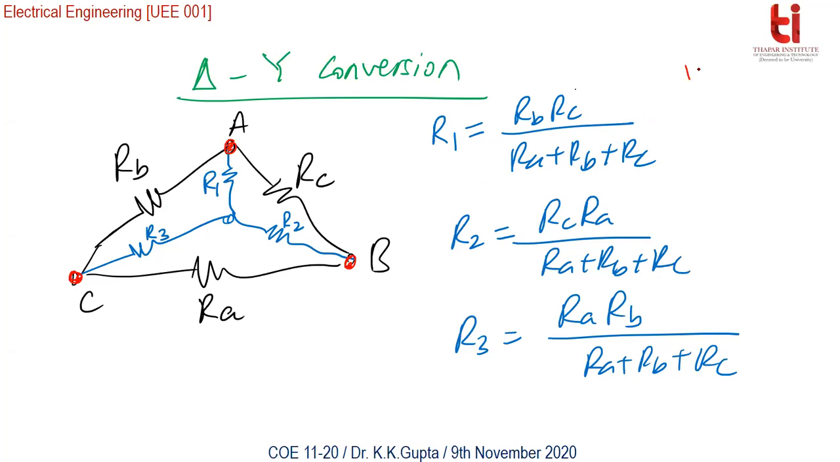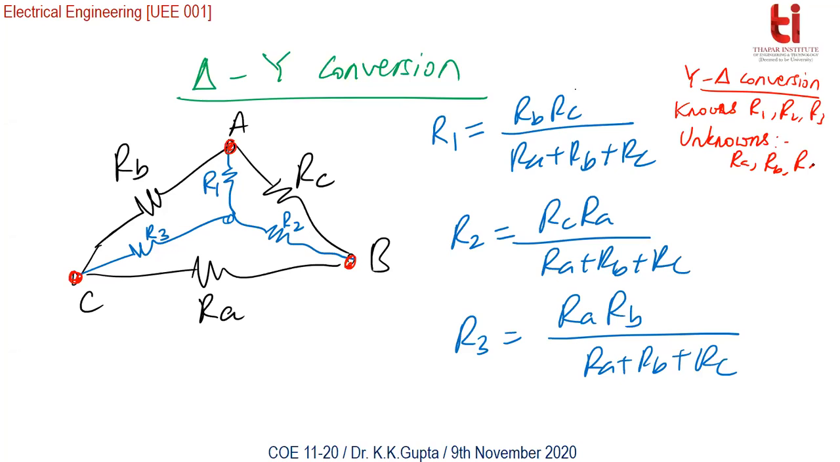As far as star to delta conversion is concerned, the knowns will be R1, R2, and R3, and the unknowns will be RA, RB, and RC, right? So we can express RA, RB, and RC in terms of R1, R2, and R3. Does anybody remember? RA is equal to R1 R2 plus R2 R3 plus R3 R1, divided by R1. Good.